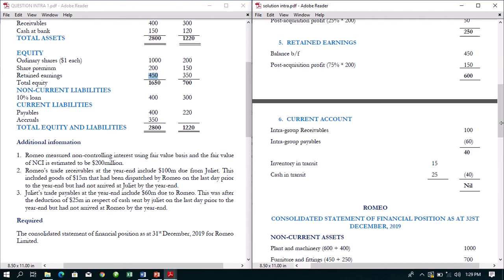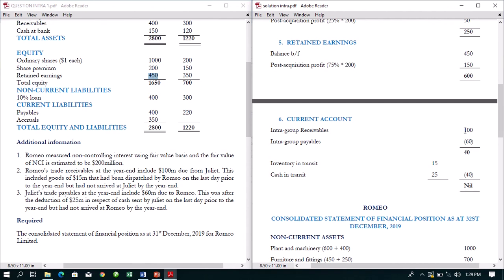Another thing we have to look at in this question is our current account. Additional information 2 and 3 is talking about something, and let us go through it. Additional information 2 says Romeo trade receivable at the year end include 100 million due from Juliet. Like I explained, it is possible that the parent company and the subsidiary company will be trading together, and as such we can have intra-group payables and receivables. So in this case, Romeo trade receivable includes 100 million.